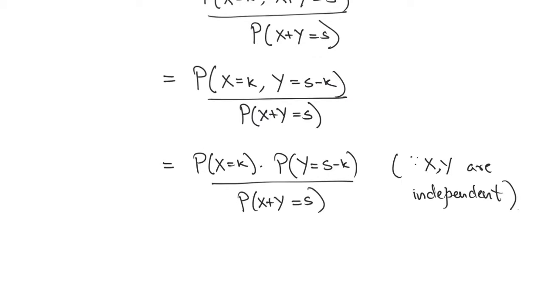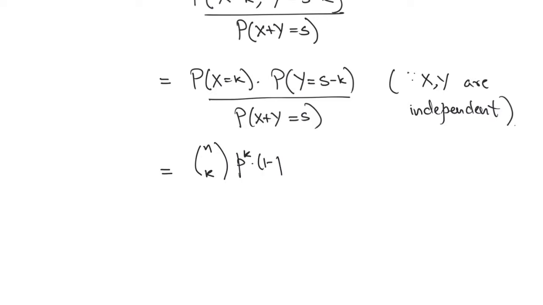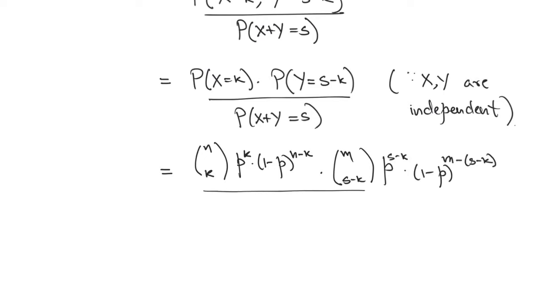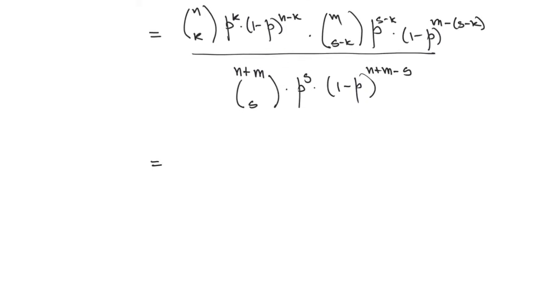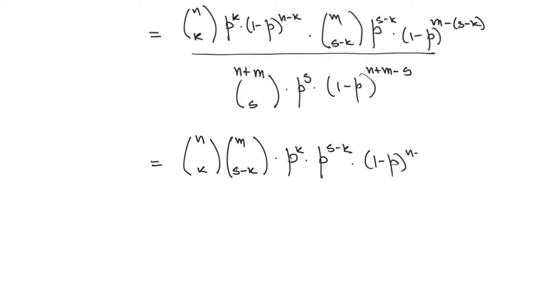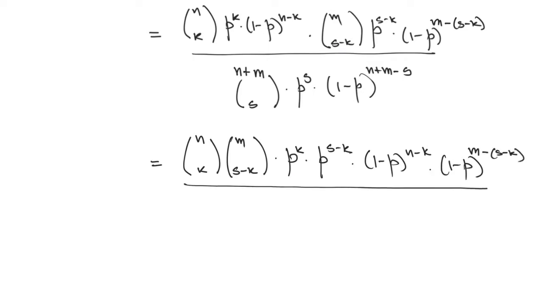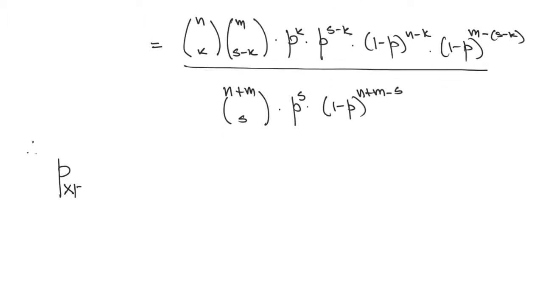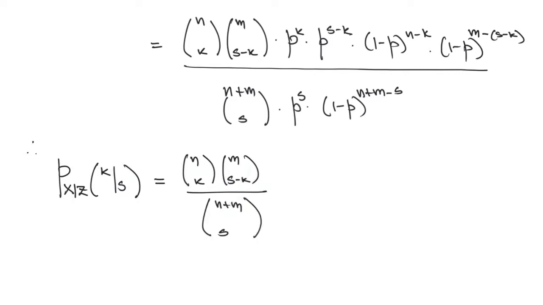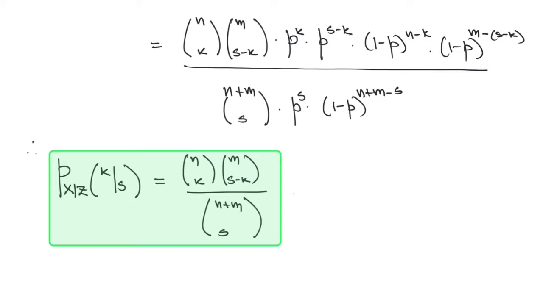This simplifies under the assumptions of binomial distribution for X, binomial distribution for Y, and the binomial distribution for X plus Y to get the following expression, which might look complicated, but we can rearrange the terms to get it as n choose k times m choose s minus k times p to the k, p to the s minus k, 1 minus p to the n minus k, and 1 minus p to the m minus s minus k. And in the denominator, we have n plus m choose s times the following quantity, which actually cancels out with the numerator to give us that the probability of X given Z, of k given s, equals n choose k times m choose s minus k divided by n plus m choose s.